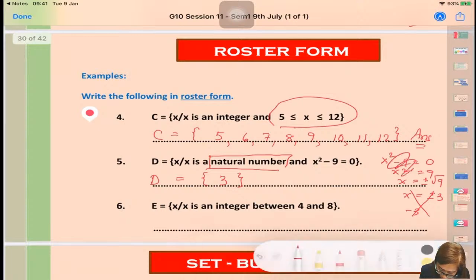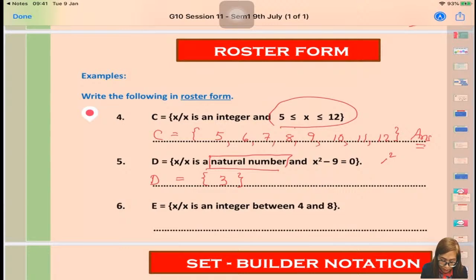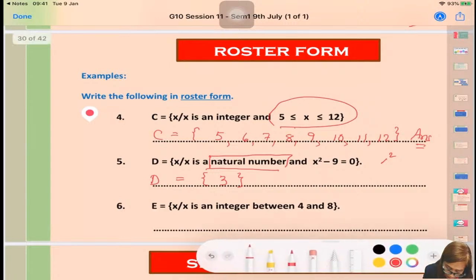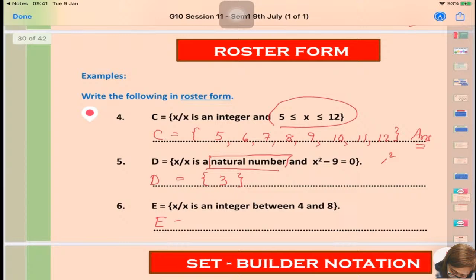Okay, sorry. That x is an integer between 4 and 8. So what are the integers between 4 and 8? So E, capital letter E, is the set of, we will not include 4 and 8. Between them, what are the integers between them? We have 5, 6, 7. So we separate the members using a comma.